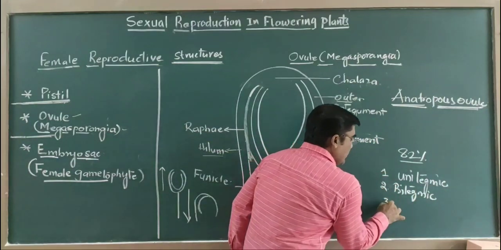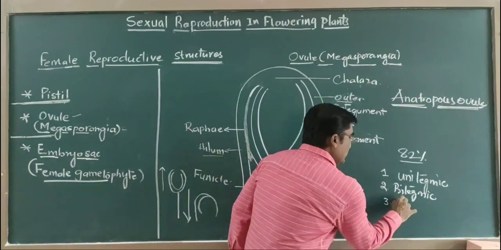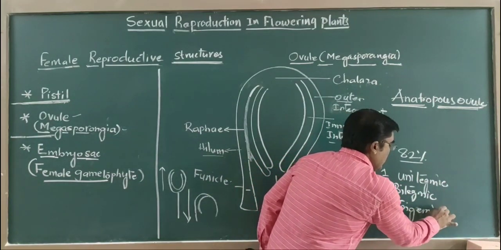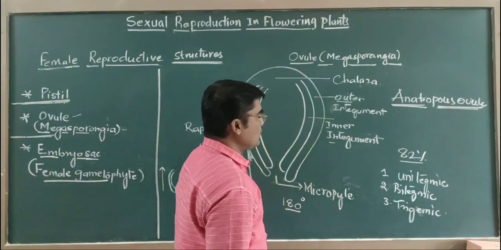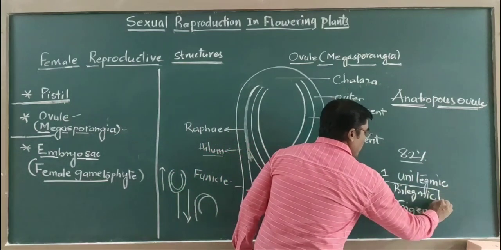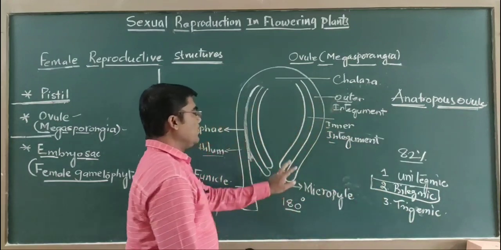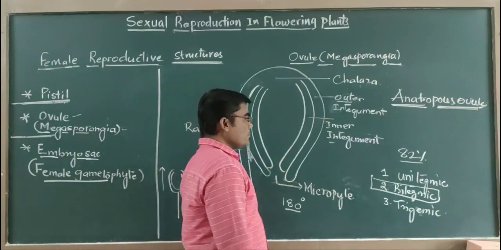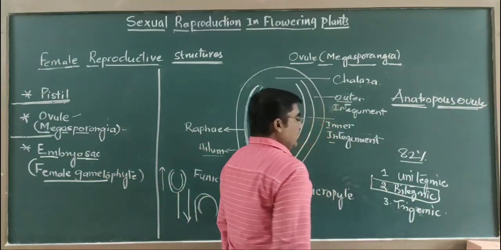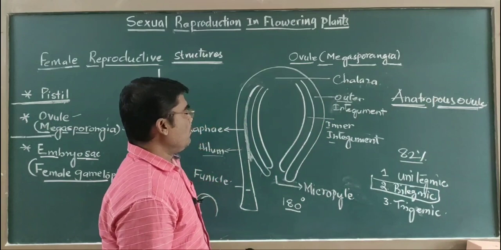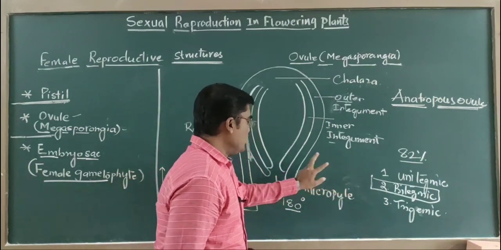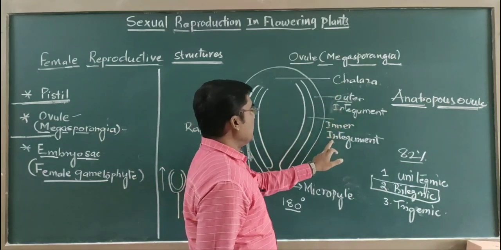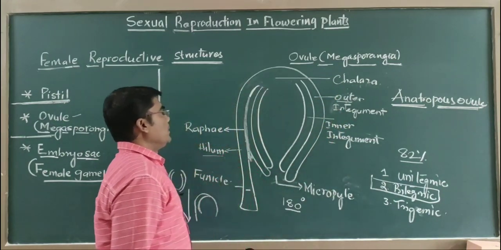Bitegmic. In a few cases we observe tritegmic condition also, but the very common, very popular one is bitegmic. Here bitegmic is very common, very popular. In bitegmic condition we observe the two integuments, outer integument as well as the inner integument.